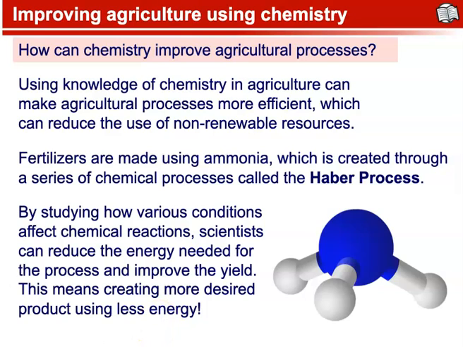By studying how various conditions affect chemical reactions, scientists can reduce the energy needed for the process and improve the yield. This means creating a more desired product using less energy.